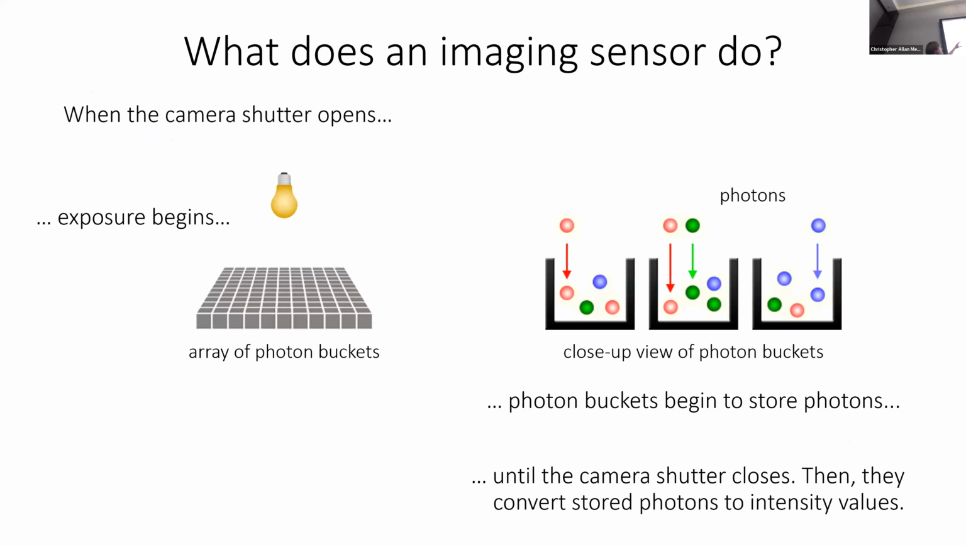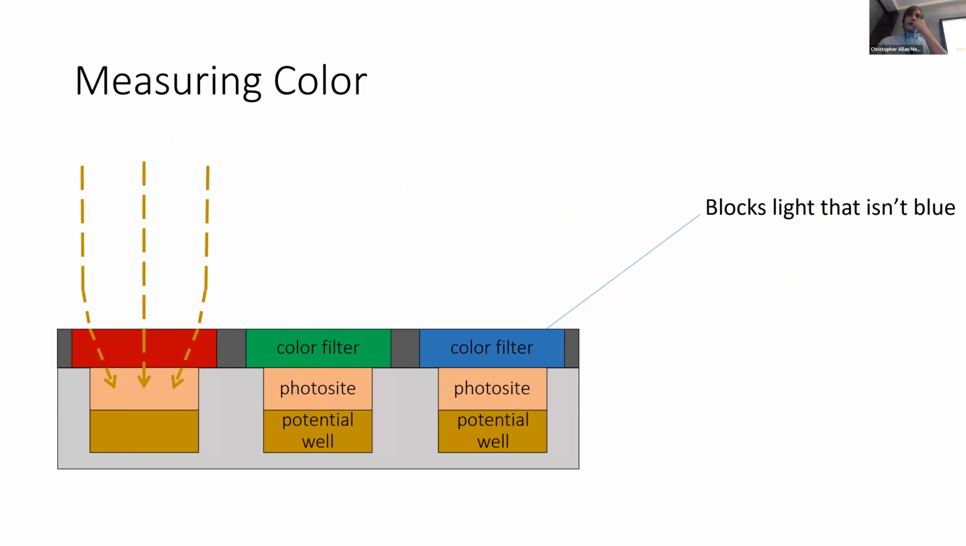So, we've mapped light onto the sensor, and when the exposure begins, we can think of our sensors as an array of photon buckets. They count the number of photons that hit them, and they effectively store how many photons I have seen, and they do this from when you press the shutter until the shutter closes. You open up, start exposing, and then close the shutter.